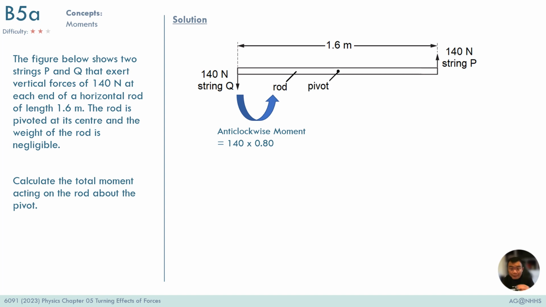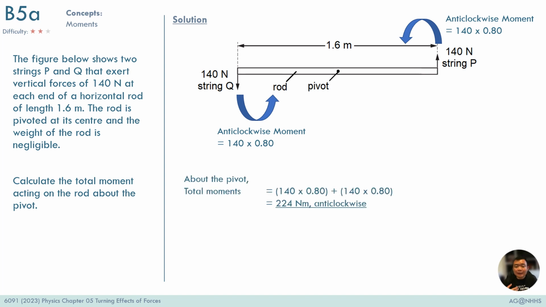And note where the pivot is, and then look at all your forces to determine what type of moment the force generates. So the 140 Newton force on the left of the rod will want to make the whole rod rotate in an anti-clockwise manner. So that's an anti-clockwise moment. Similarly, on the right hand side, the 140 outward force will want to make the whole beam rotate also in an anti-clockwise direction.